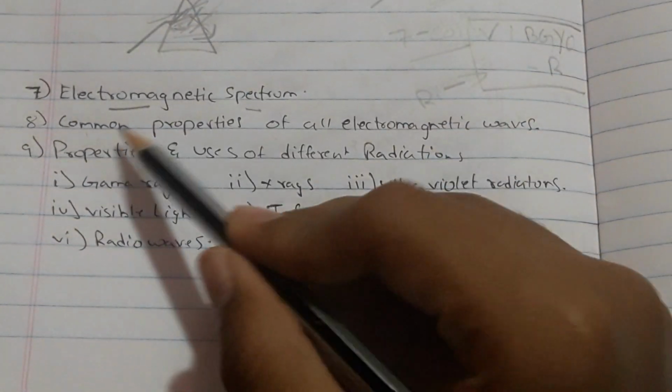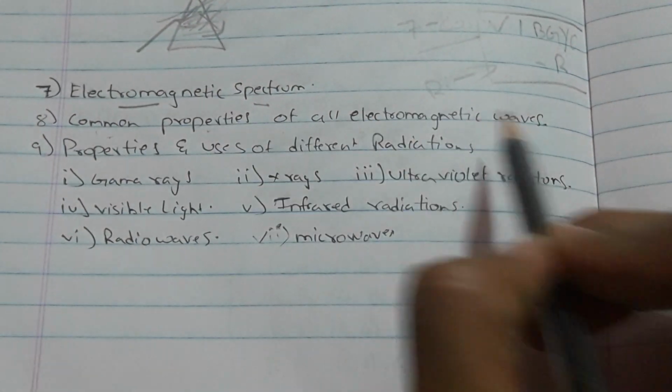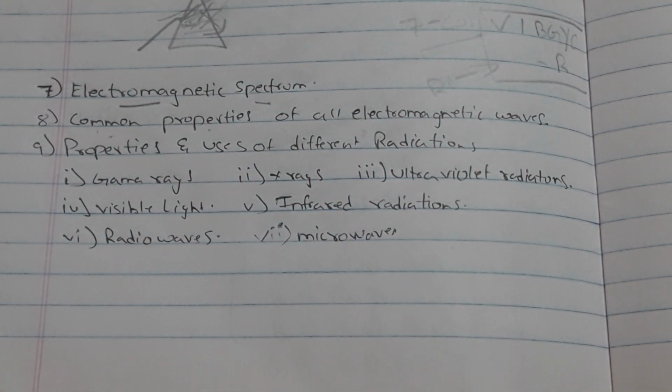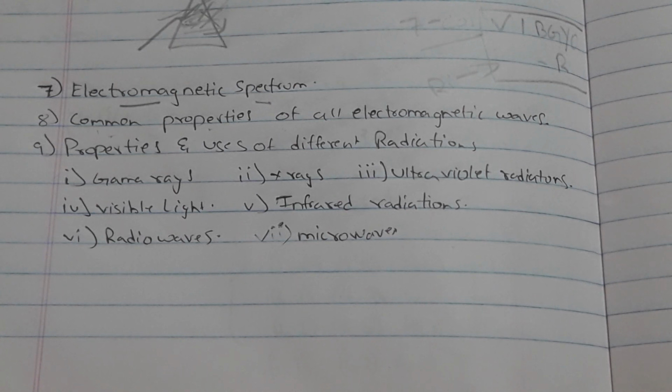Now we will look into the common properties of all electromagnetic waves. So what are the common properties here? Electromagnetic waves do not require any material medium for their propagation, like glass and water; they do not need any medium. The second point is they all travel with the same speed in vacuum and air, and with different speeds in different media.